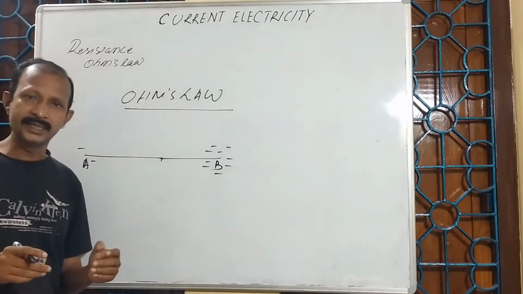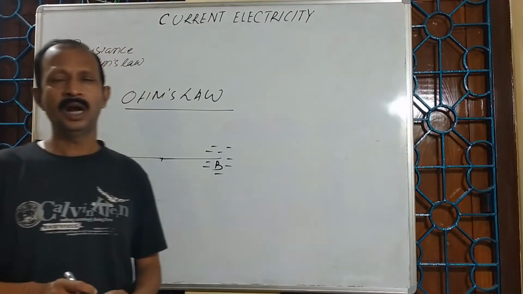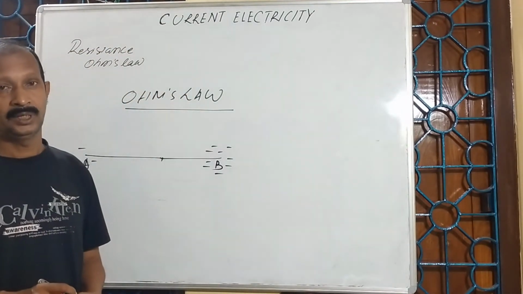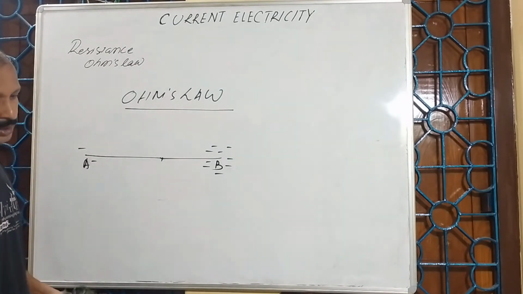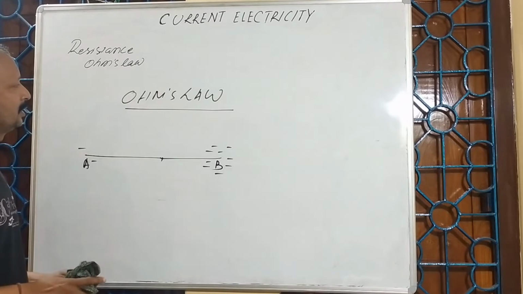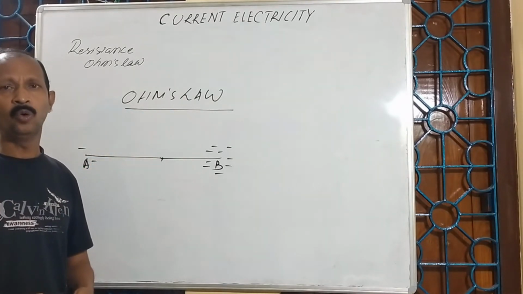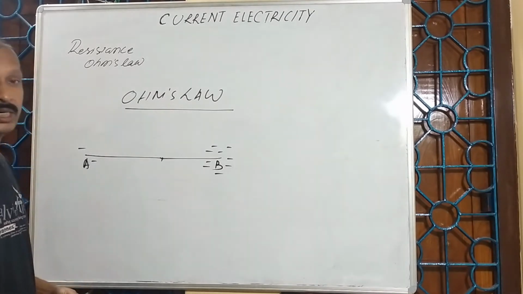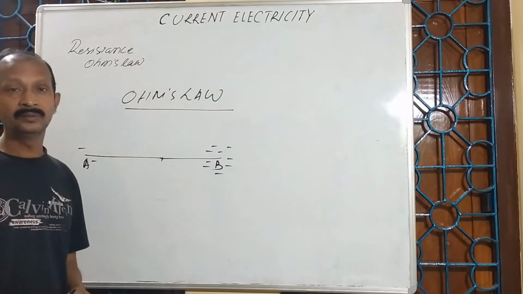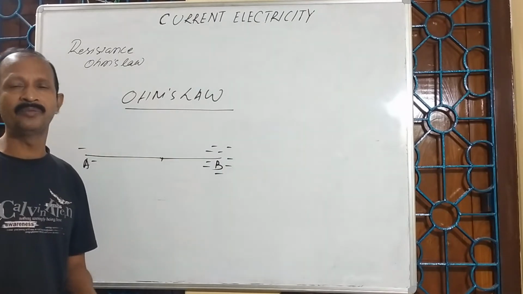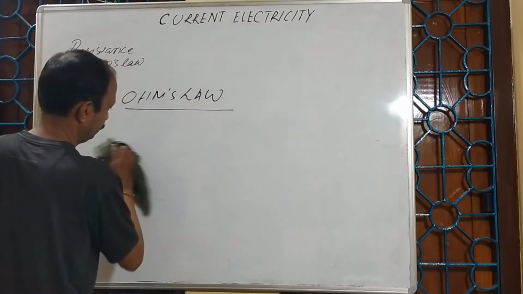That means there is flow of current from higher potential to lower potential. That means there is a relationship between the potential difference and the current. This relationship was observed by a famous scientist. His name is George Simon Ohm. It is the matter of 1826. So this observation is stated in the form of a law that is called Ohm's law.